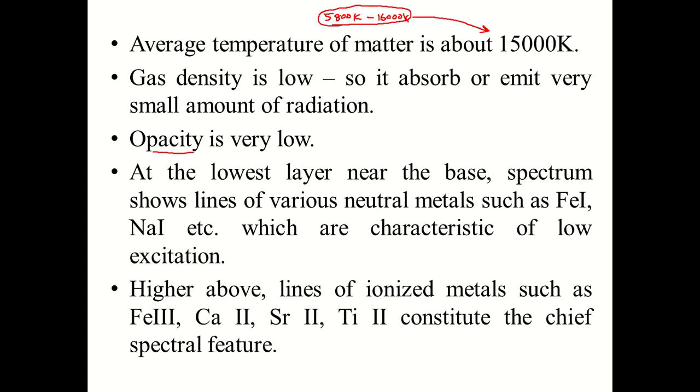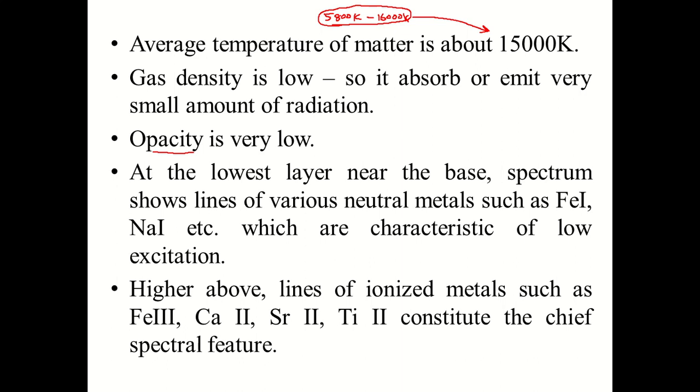Opacity is a measure of the transparency of the medium or material. If it is highly transparent, the opacity will be low. If the opacity is very high, its transparency decreases. So when we are considering the chromosphere, its opacity is very low and it is almost a completely transparent layer.